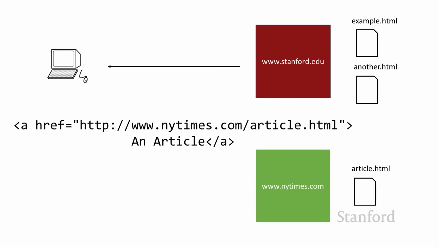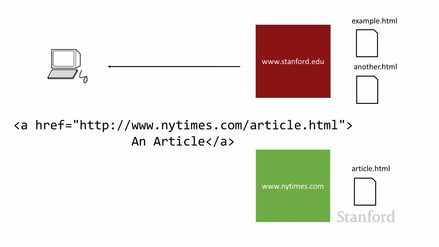So one question that comes up is, do I want to use an absolute reference or a relative reference? And here's the thing. If I want to link to another web server, so here I'm trying to link to an article on the New York Times server, that actually needs to be done with an absolute reference. There's no way to have a relative reference from one server to another. So right there, that's one clear distinction.